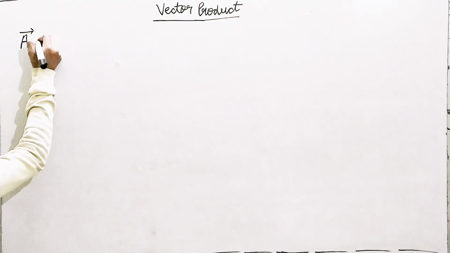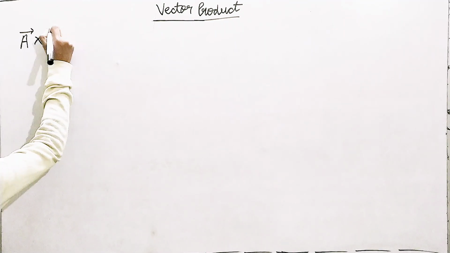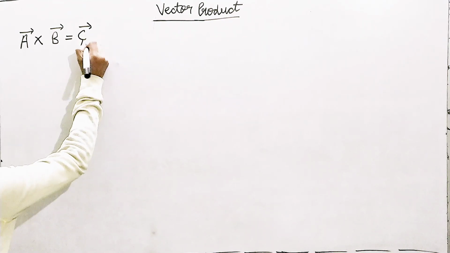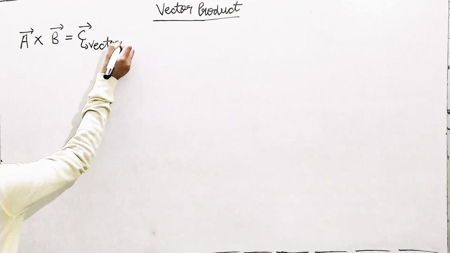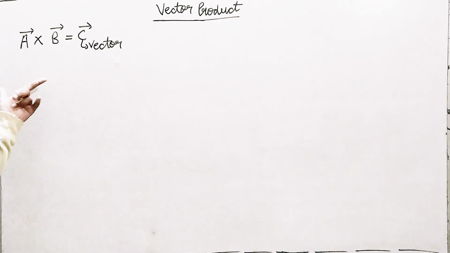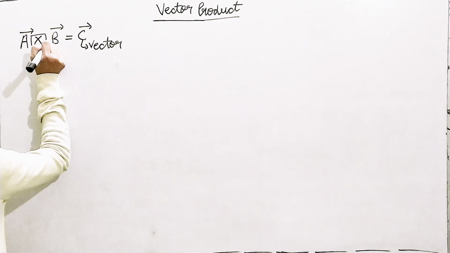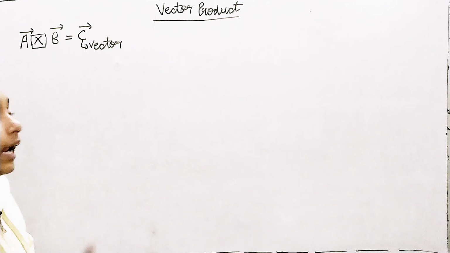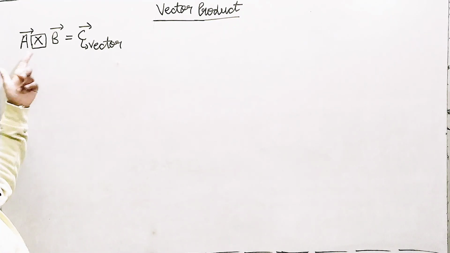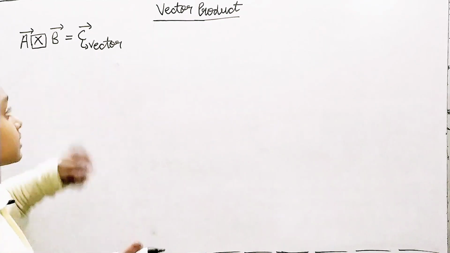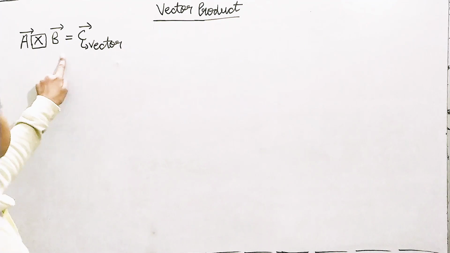So this is vector A cross vector B is equal to vector C, and this is a vector. I've taken an example for you: vector A cross vector B. We usually call it "into" or multiply, A multiplied by B or A into B. But in vector product or cross product, we always say cross. So it will be A cross B is equal to vector C.